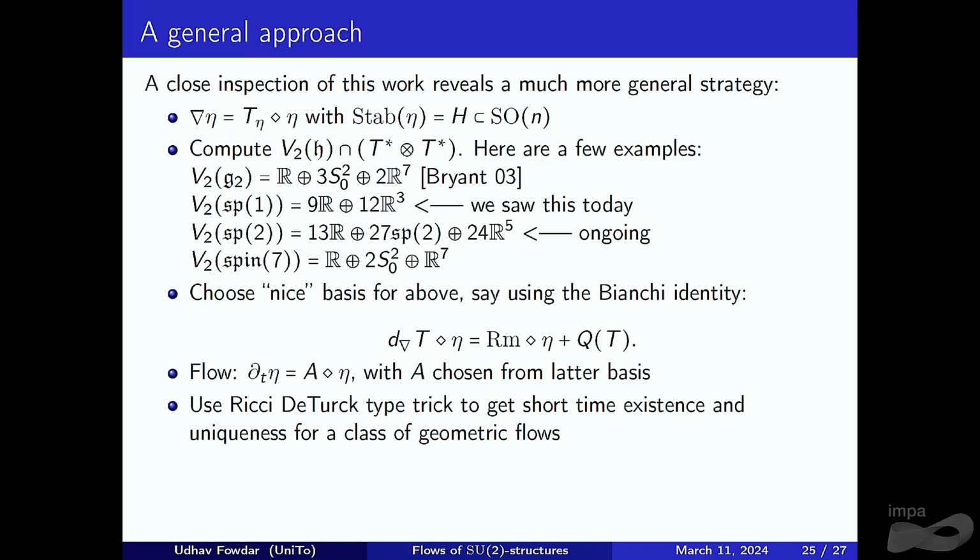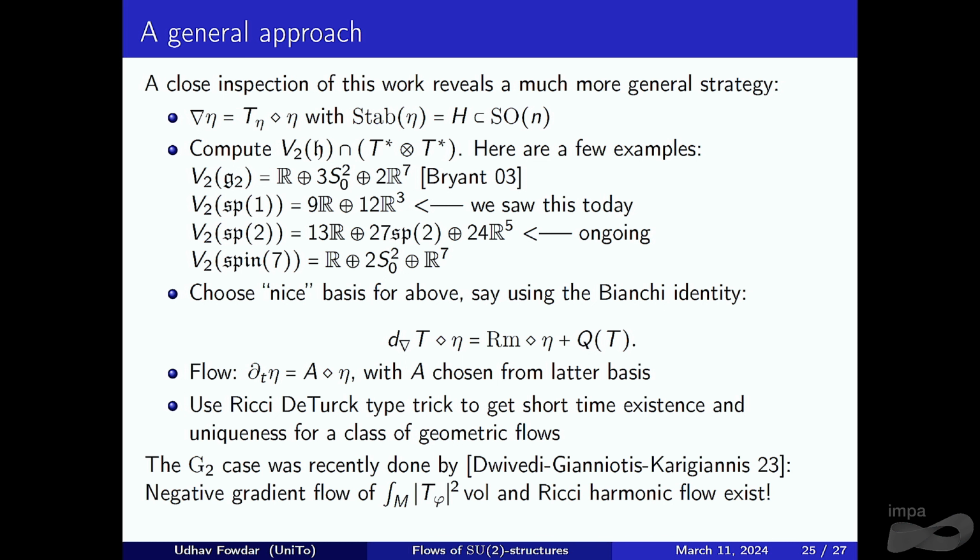And then, again, you can use the same argument as with the Ricci-DeTurck trick that I used, because again, this has nothing to do with it. I mean, I had to use the linearization of the second-order term, but in principle, you can do that for whatever term you have and still go ahead and do the computation. And indeed, the G2 case recently appeared in a paper by Dwivedi, Gianniotis, and Karigiannis at the end of last year, which is what motivated us to do this.